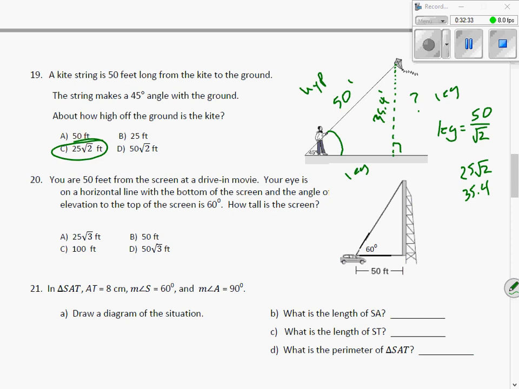You're 50 feet from the screen at the drive-in. Your eye is on a horizontal line with the bottom of the screen, and the angle of elevation to the top of the screen is 60 degrees. How tall is the screen? Okay? This is the short leg. We need the hypotenuse, because we're asked, is that right? Nope, we're asked for how tall is the screen. My bad. We're asked for the long leg when we know the short leg. Short leg is 50. This is a 30, 60, 90. Short leg is 50. Long leg is going to be 50 square root of 3.